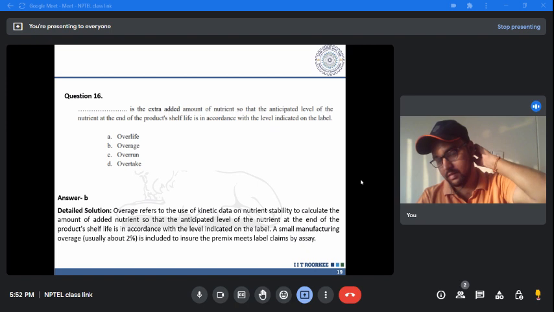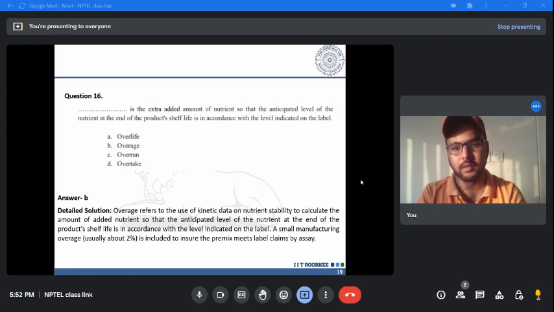Suppose you are making any kind of product and at the end of the shelf life it should be 10%, whether it is 10 mg or 10 grams of fat or any nutrient. You have to add a little more, up to 2% of that level of energy or nutrient, so it will be available at the end of the shelf life. That is called overage. So this is the right answer for this question.